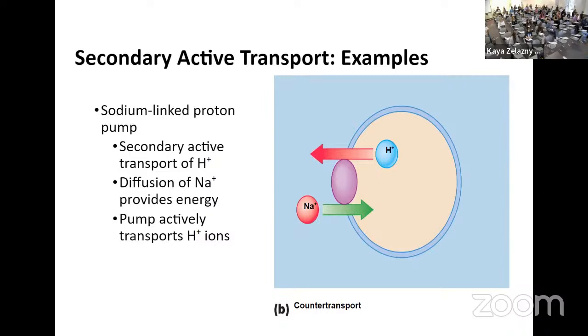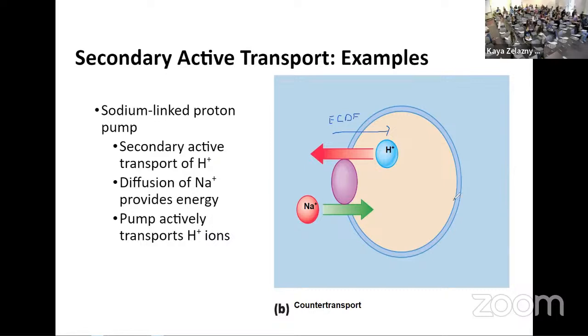So again, we see that we've set up a sodium gradient. Sodium's moving the direction it wants to go. And in this case, we're using that sodium gradient to move the ions. So we're moving them against their gradient, against the direction they want to go. So we would know that our electrochemical driving force points in the opposite direction.